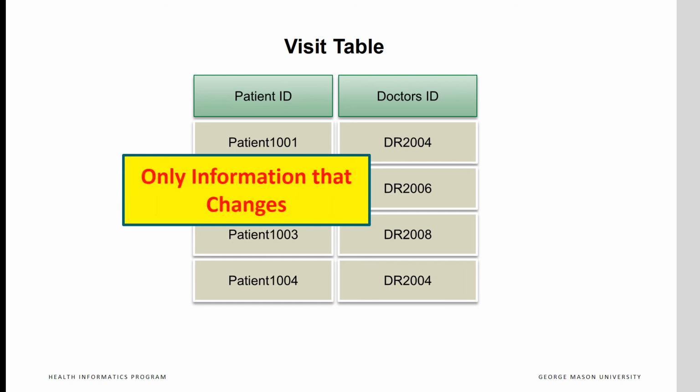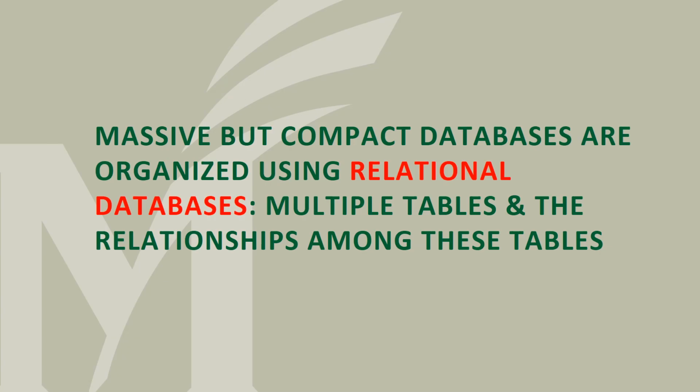The visit table has the minimum amount of information. Only information that changes from visit to visit is recorded in the visit table. The rest of the information that does not change from visit to visit is kept in auxiliary tables. This makes a world of difference in data storage and analysis. Massive but compact databases are organized using multiple tables and relationships among these tables.